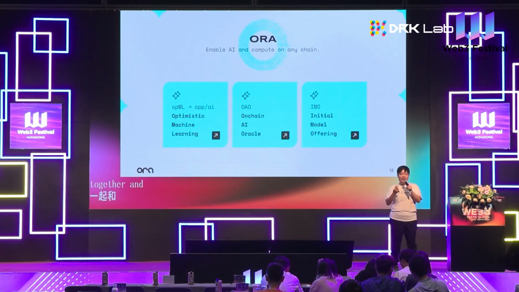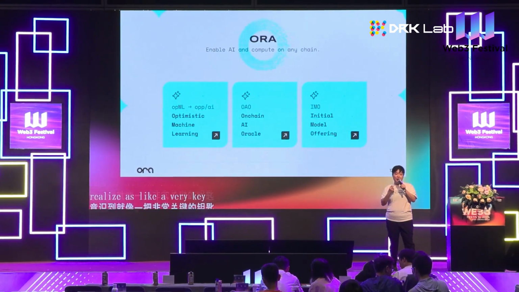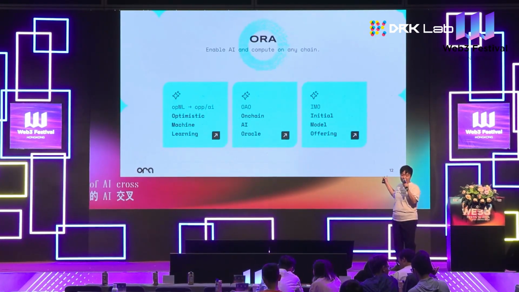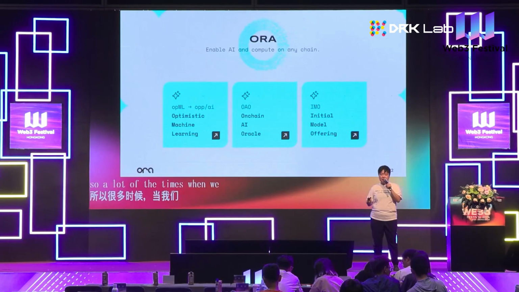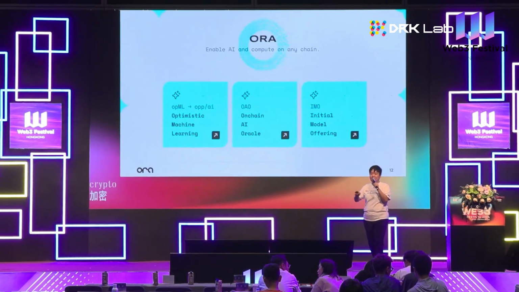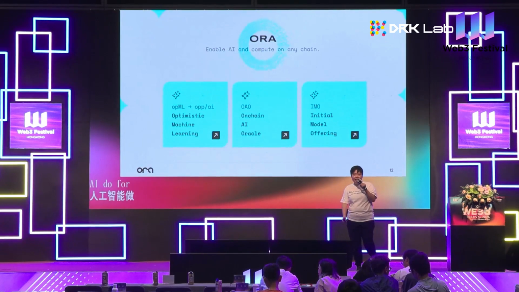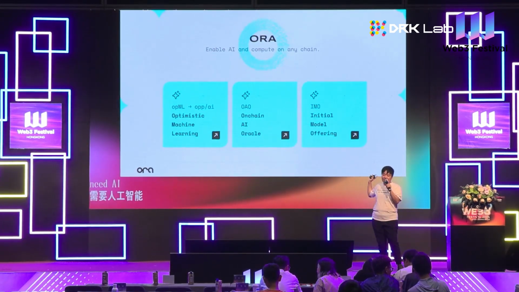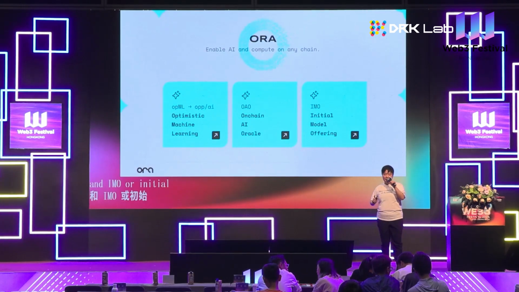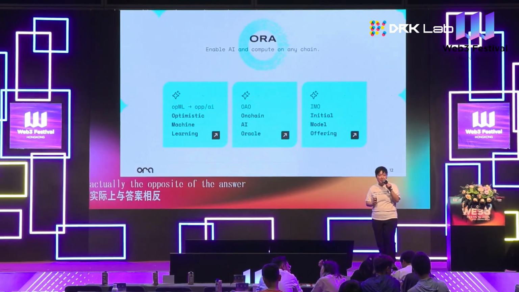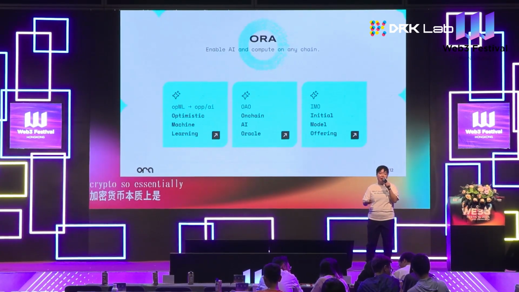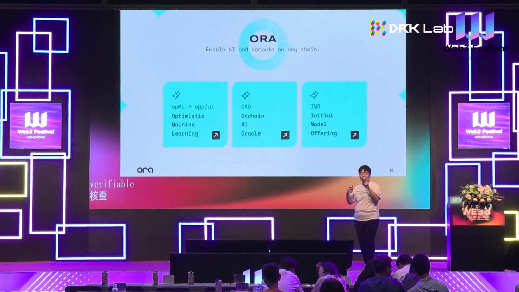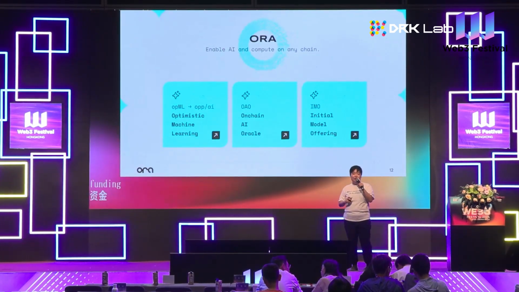And everything that comes together is realized as a very key product of AI cross crypto, which is actually our initial model offering. A lot of the time when we hear people talking about AI cross crypto, a lot of people ask, what can AI do for blockchain? Why do we need AI on blockchain? And IMO, or initial model offering, is actually the opposite of that question, which is what can blockchain do for AI? Essentially, it's a way that we propose to use verifiable AI to be a source of funding or revenue for open source AI models.